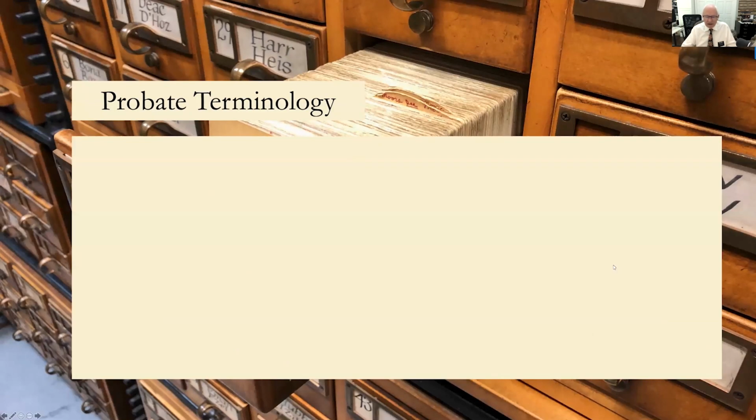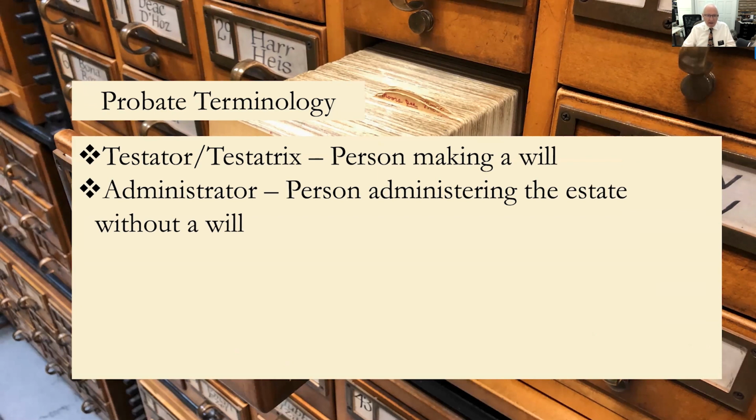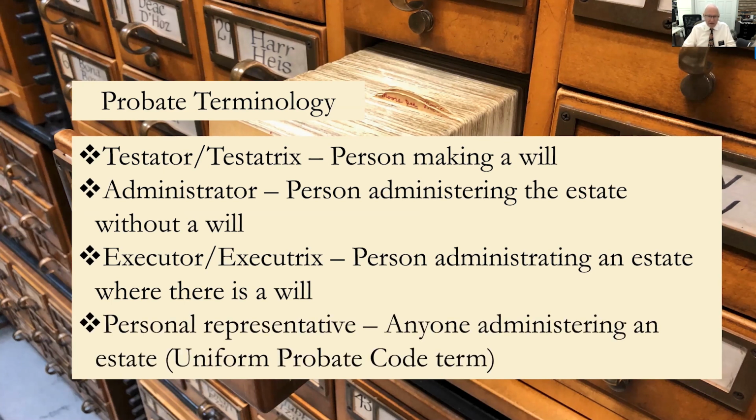Okay, here's some more terminology. I'll just kind of review some, and I will make sure that you have heard these more than one time. Testator or testatrix, that's the person making a will. So the person who makes the will is called the testator. And there's some other terms that apply also. Administrator, person administrating the estate without a will. The female version is administratrix. Okay, so you'll see that. Executor, executrix, person who administrates an estate when there is a will. And a personal representative, anyone administering an estate.